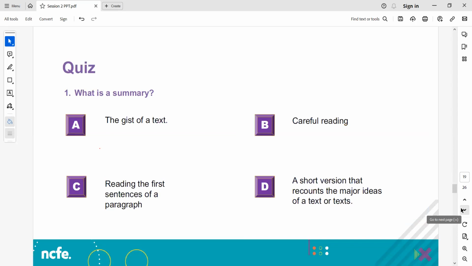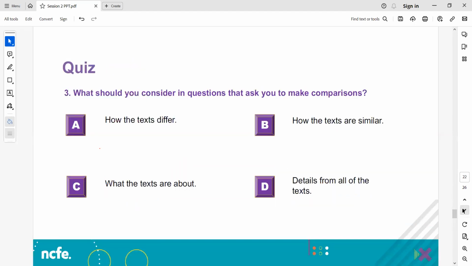So let's have a look at the quiz. So what is a summary? The gist of a text, careful reading, reading the first sentences of a paragraph, or a short version that recounts the major ideas of a text or texts. It's a short version that recounts the major ideas of a text or texts. Good, well done. What should you consider in questions that ask you to make comparisons? So if you're asked to compare 2 texts, are you going to look at how the texts differ, how they are similar, what they are about, or details from all of the texts?